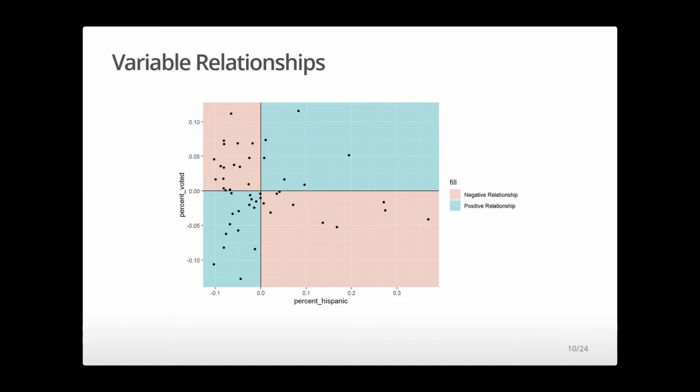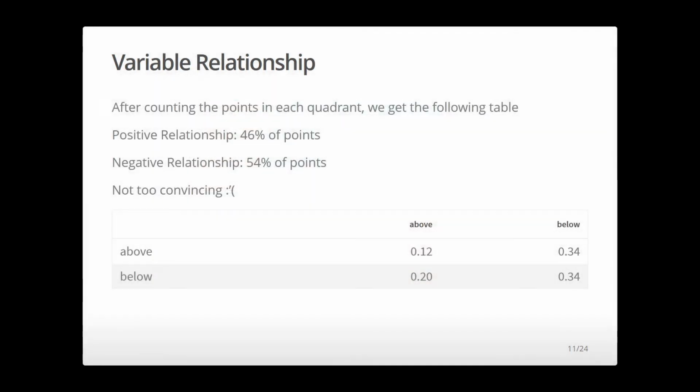So we've counted up our points in each quadrant, and now we have a table. Why don't we group those two quadrant groups together, the negative relationship quadrants and the positive relationship quadrants? We find that 46% of our points fall in the positive relationship quadrants, while 54% fall in the negative relationship quadrants. That's not the unambiguous answer we were looking for, but it certainly confirms our suspicion that there's not much relationship between these variables, or that the relationship isn't as simple as one goes up while the other goes down.